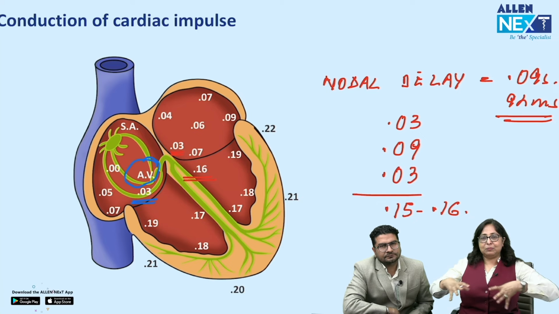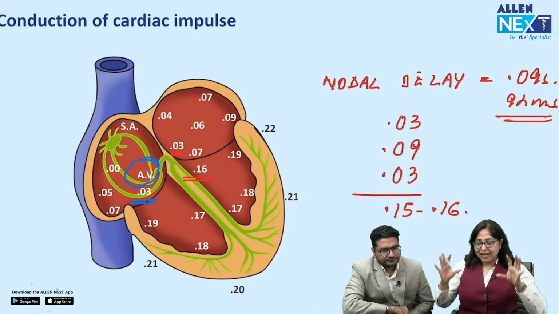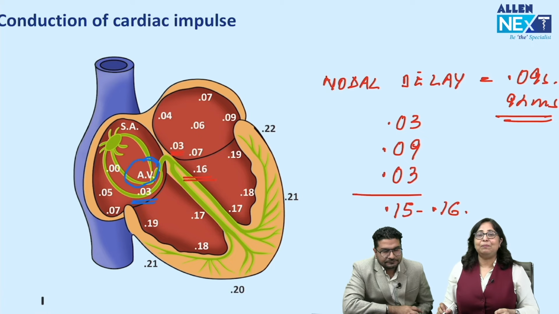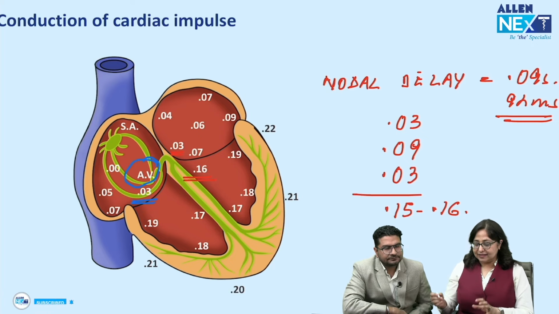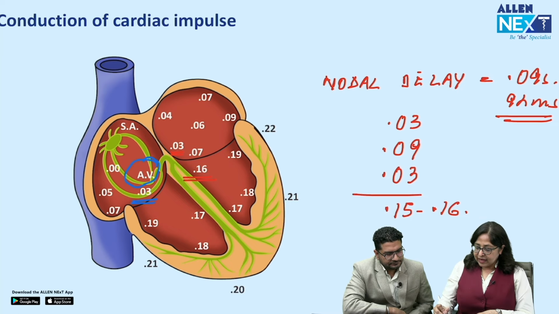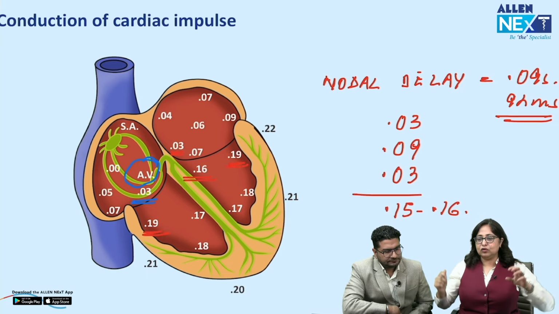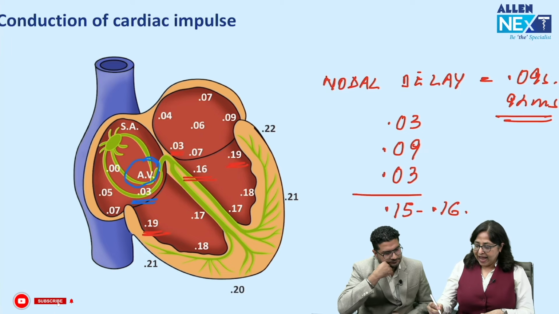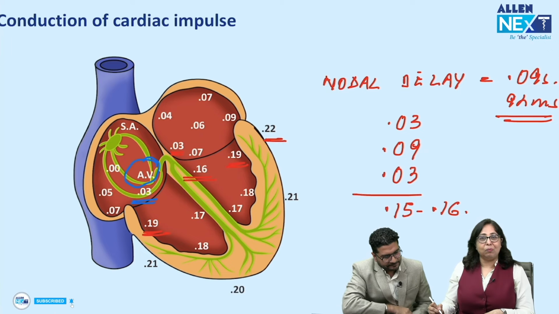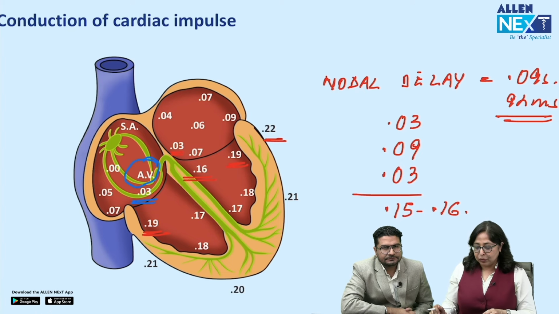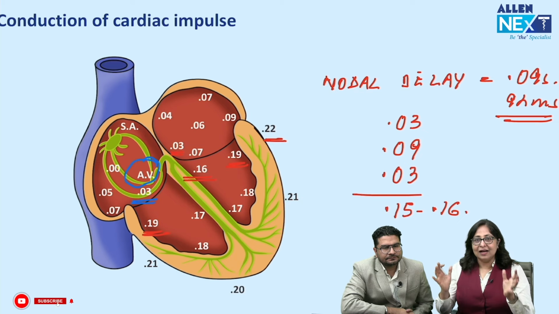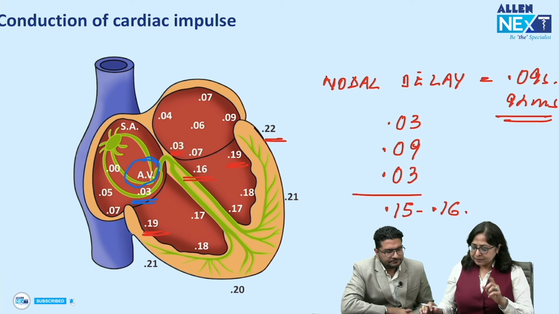Then the impulse spreads to the 2 ventricles. The endocardial surfaces will depolarize first, followed by the epicardial surface. As you can see over here, in about 0.19 seconds, the endocardial surfaces of the 2 ventricles are depolarized, and at about 0.21 to 0.22 seconds, the epicardium is also depolarized. So by the end of 0.22 seconds, the entire heart is depolarized.